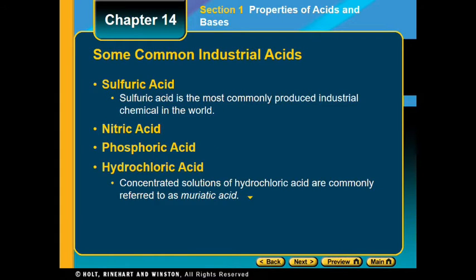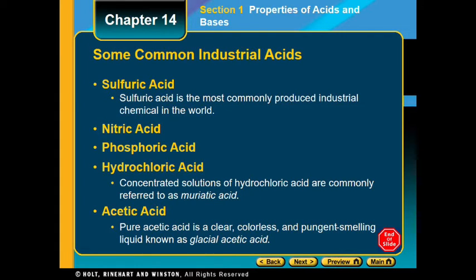Hydrochloric acid, concentrated solutions of it are known as muriatic acid. You have hydrochloric acid in your stomach. And then acetic acid, y'all are very familiar with this. Acetic acid is also known as glacial acetic acid, but if you have a typical or common 5% mixture of acetic acid with water, then you have vinegar. And I know all of you are familiar with vinegar.